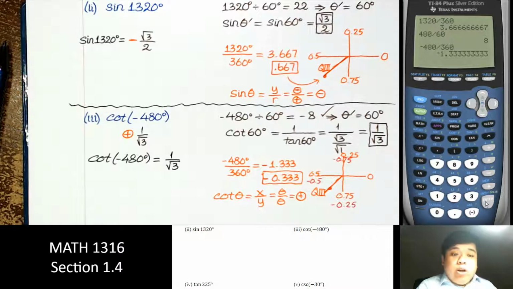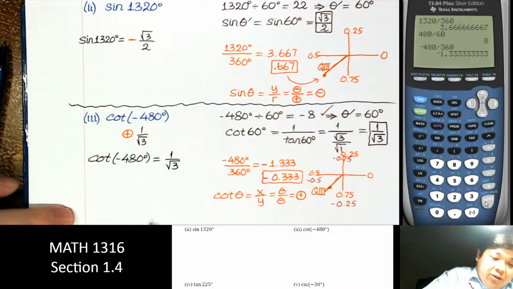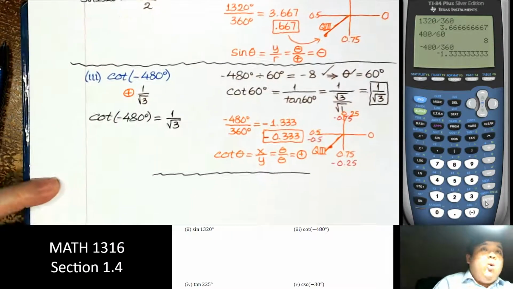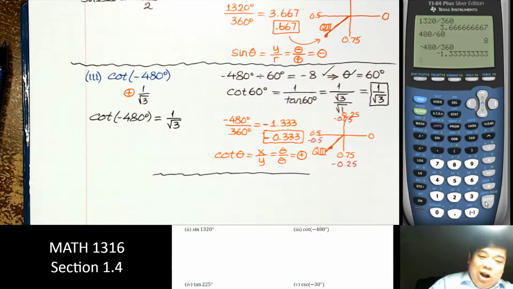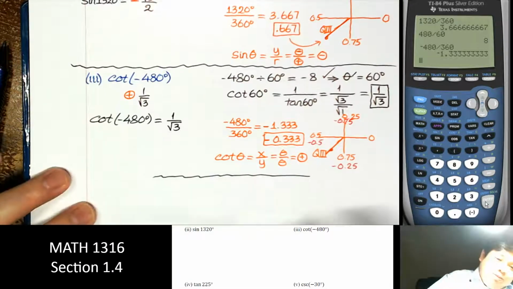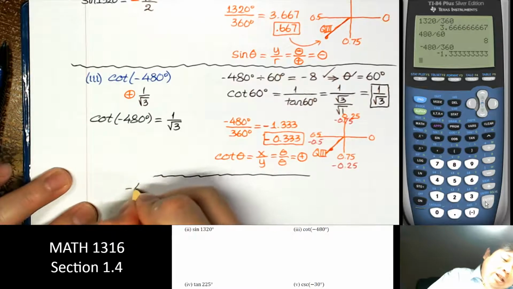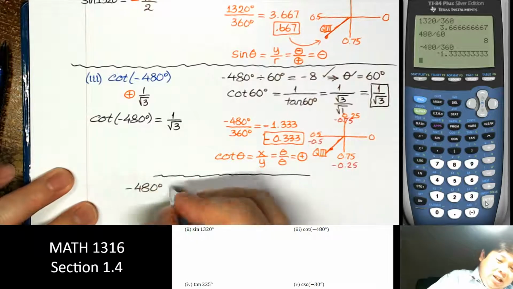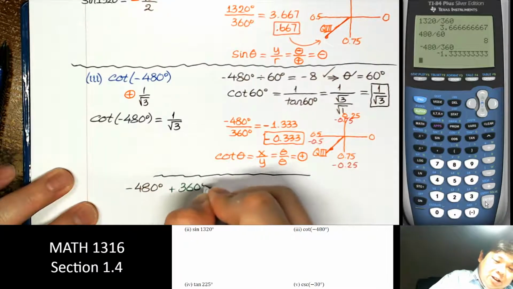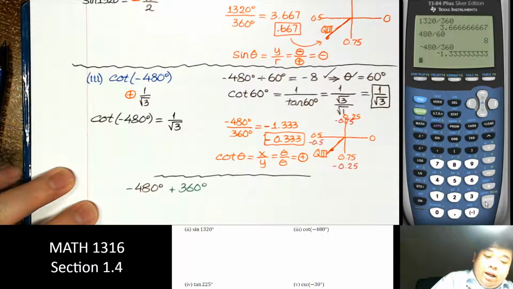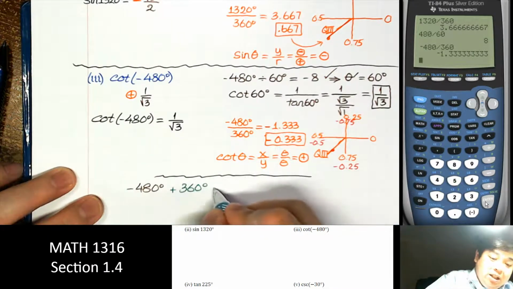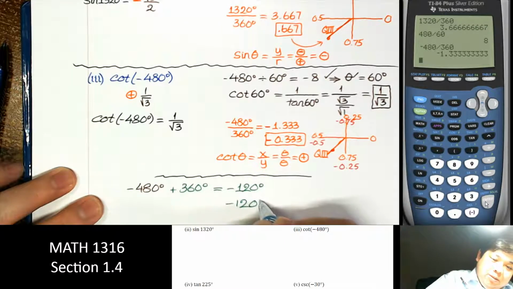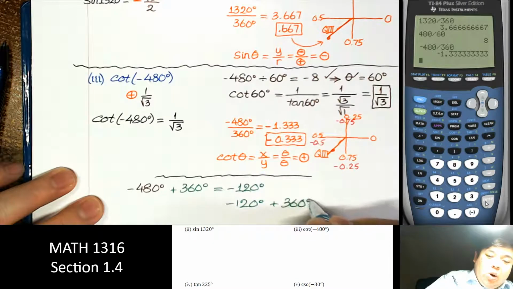Right, so that is one way to do it. But usually though, when this is the negative angle, remember we can always add 360 to it. So I would just do it like this. Negative 480 degrees, I just add 360 to it. And if it's not enough, add another 360. And then add another 360 to it. We can always do that.